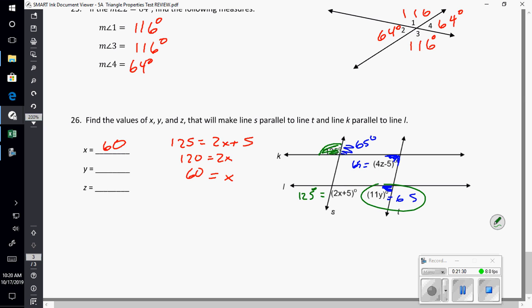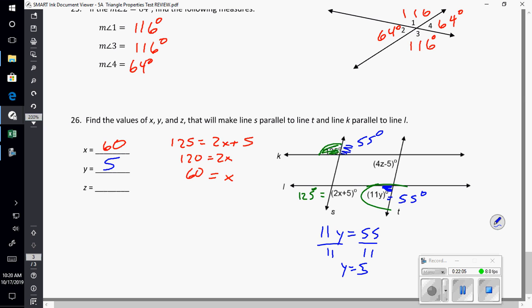Y, I messed up. 55. I wasn't doing the math in my head right. That's supposed to be 55, not 65. My apologies. That doesn't add up to 180. 55 degrees. So x is still right, but now y, 11y equals 55. Divide by 11, and y would be 5.